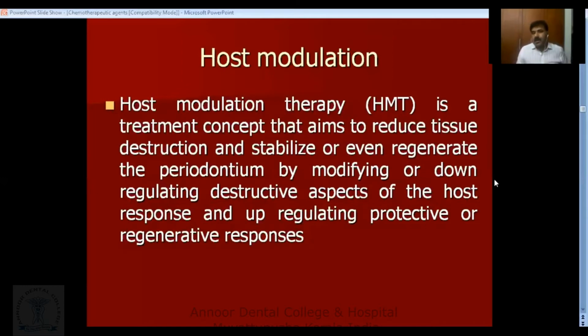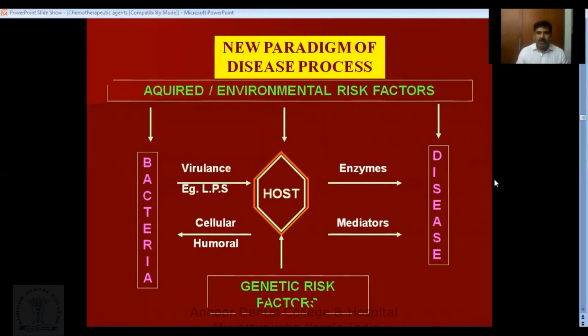So that is where host modulation comes in. Host modulation therapy is a specific type of therapy in which we are trying to downregulate the destructive aspects of the host and upregulate the protective and regenerative aspects of the host. This is not a new paradigm. This is way back in 1997. This was proposed by Kornman.